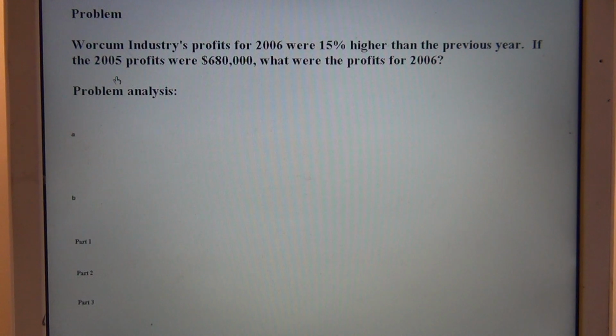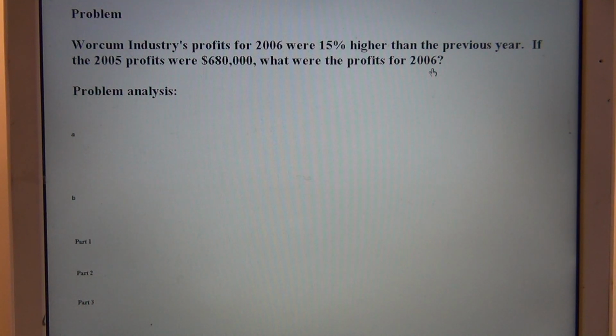Interesting problem. Let's try another one. Actually, you know what? I'm going to see if you can do this. Okay, the Wharcom Industries profits for 2006 were 15% higher than the previous year. So obviously their profits in 2006 were 15% higher than their profits in 2005. If the 2005 profits were $680,000, what were the profits for 2006?